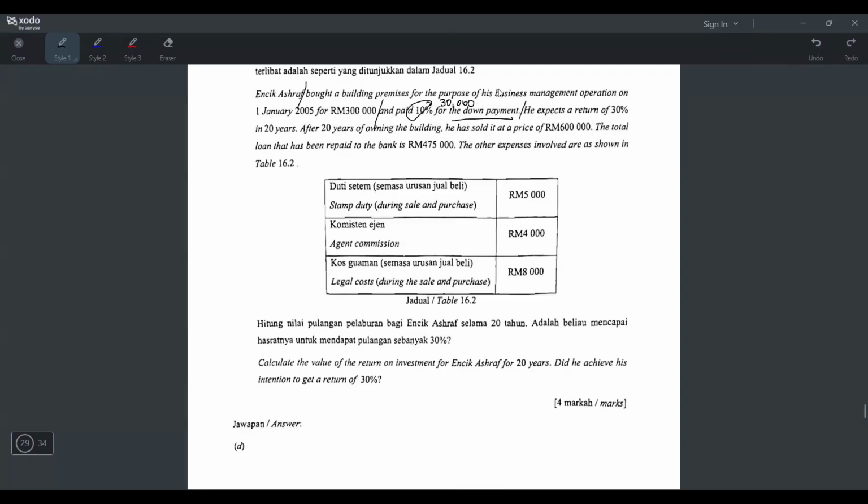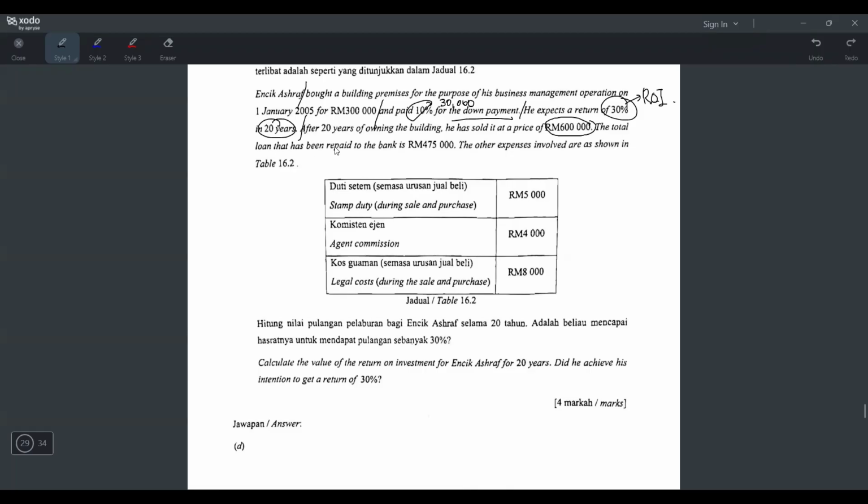Okay, we still don't know what the question wants. So let's keep reading. He expects a return of 30% in 20 years. So I think this is the ROI, because ROI is the return lah. So in 20 years, he's expecting a 30% return. And then it says after 20 years of owning the building, he sold it at a price of 600,000. Oh, so he bought at 300,000, but when he sold, it's 600,000. So he sold for more than the starting amount. So definitely he will earn some money in return, right?